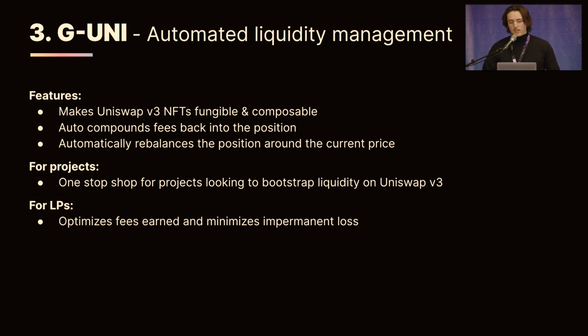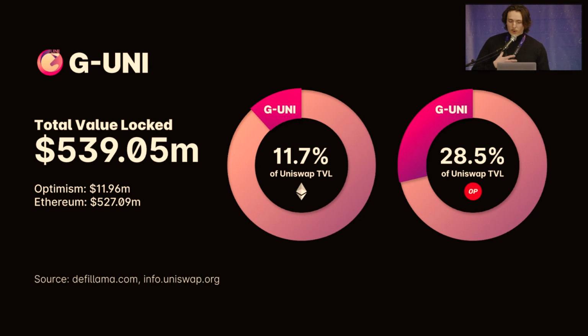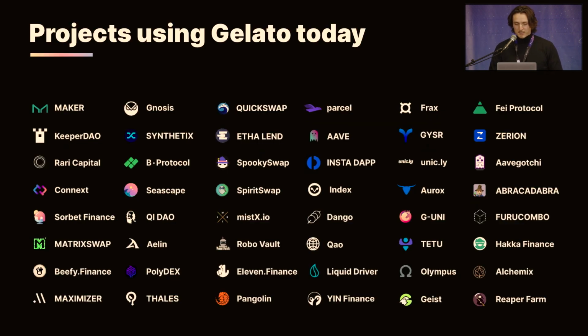And this was just a use case we built, but right now in G-UNI we have over 10% of Uniswap V3's total TVL already in there, over 28% of Uniswap V3's total TVL on Optimism. And a lot of projects are actually using it today to make liquidity mining schemes work on Uniswap V3, for example, because it also makes it fungible, so you don't have to worry about any of that NFT stuff that's very complex. This is a snapshot of some of the projects using us today for all these types of applications, so you're in good company if you want to check it out.